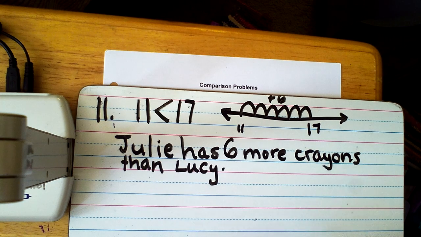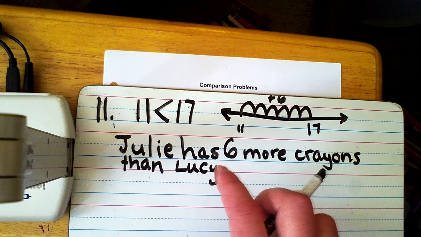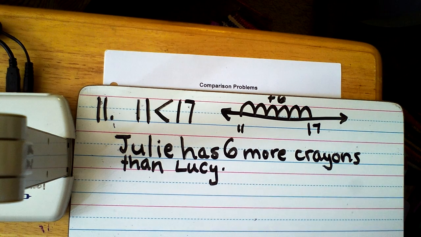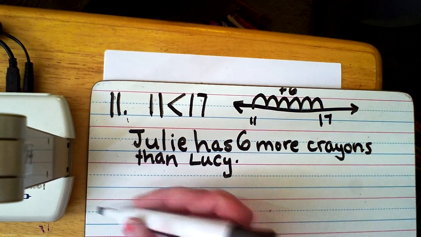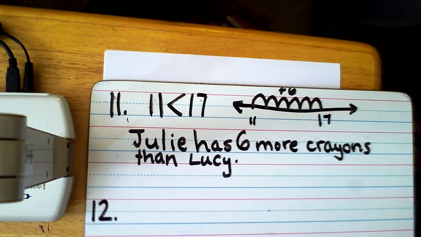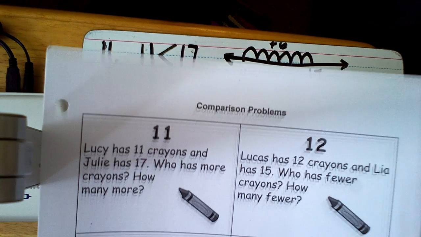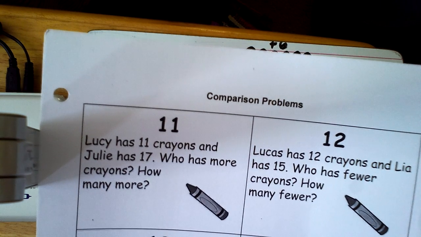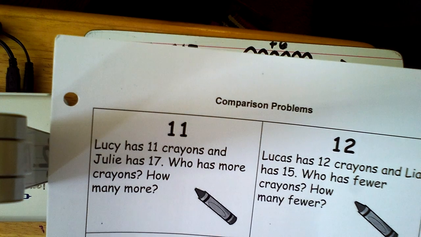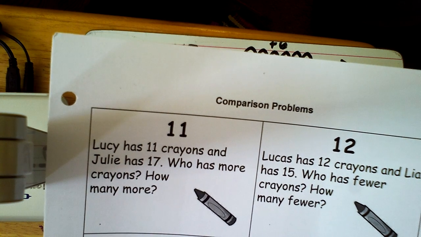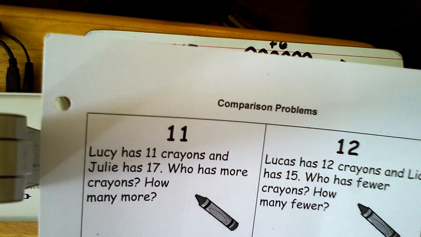We knew that 11 was less than 17, and to find out how many more Julie had, I had to use a number line and count up. We'll try a different strategy on the next problem, number 12. Problem number 12 says, Lucas has 12 crayons and Leah has 15. Who has fewer crayons? How many fewer?